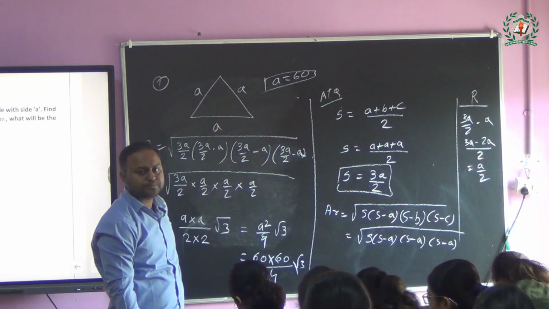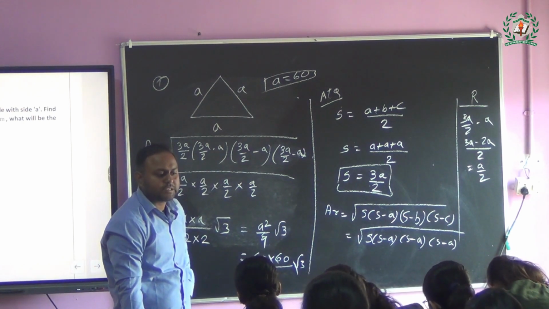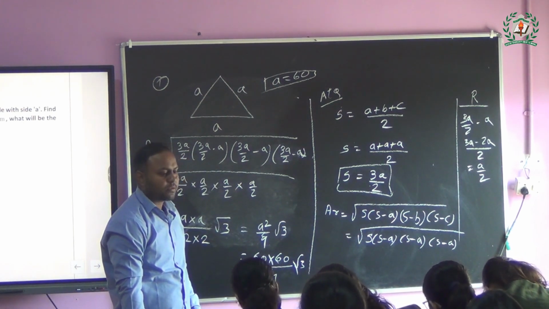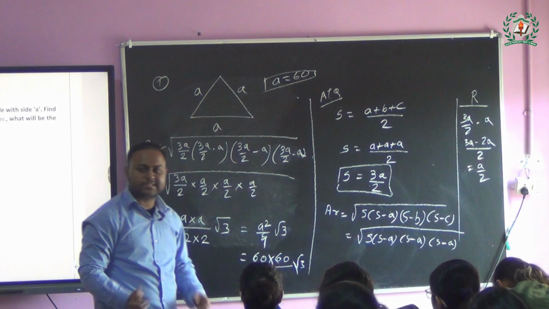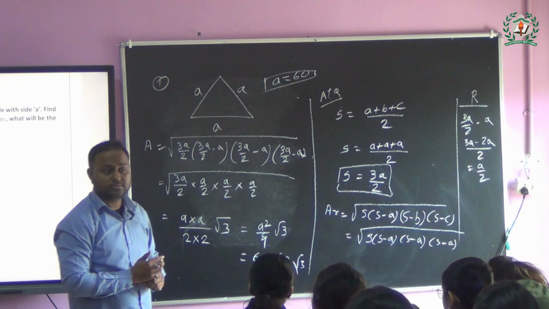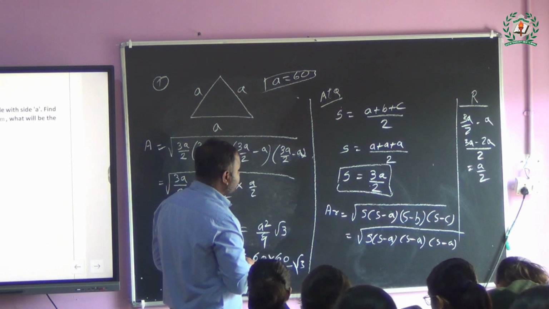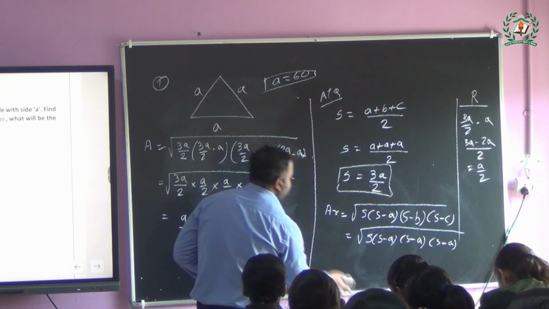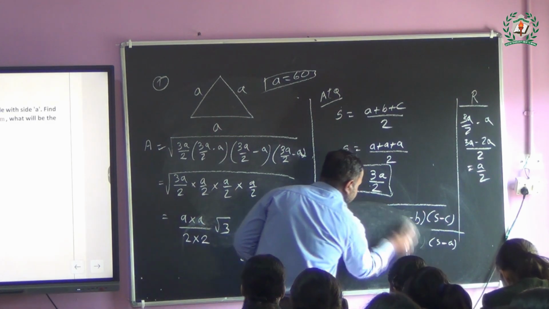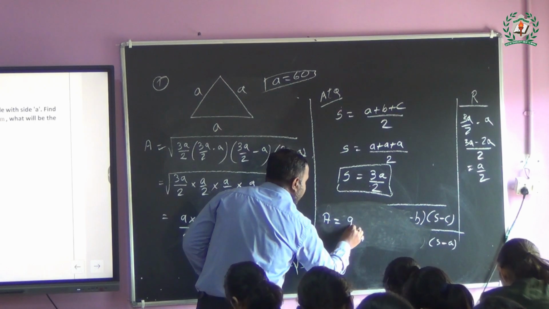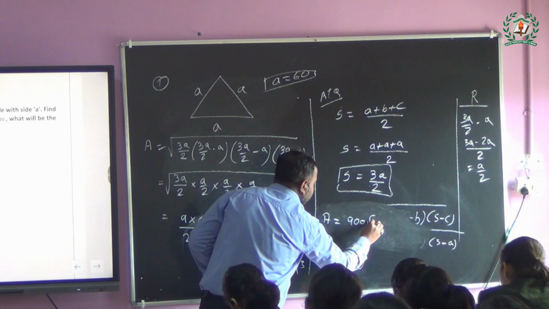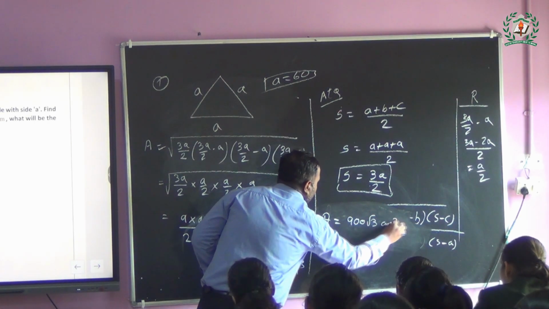Please note it down. Hurry up, class. So what was the ultimate answer, class? 900 root 3. Very good. 900 root 3 is the final answer. That means area is equal to 900 root 3 centimeter square.